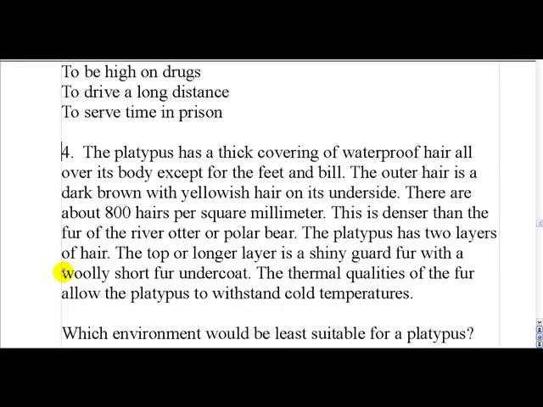4. The platypus has a thick covering of waterproof hair all over its body except for the feet and bill. The outer hair is a dark brown with yellowish hair on its underside. There are about 800 hairs per square millimeter. This is denser than the fur of the river otter or polar bear. The platypus has 2 layers of hair. The top or longer layer is a shiny guard fur with a woolly, short fur undercoat. The thermal qualities of the fur allow the platypus to withstand cold temperatures.